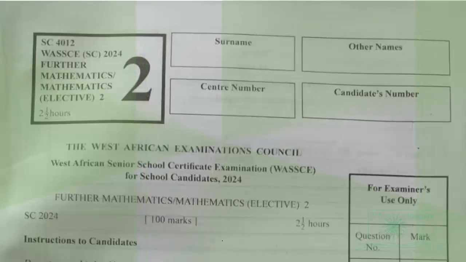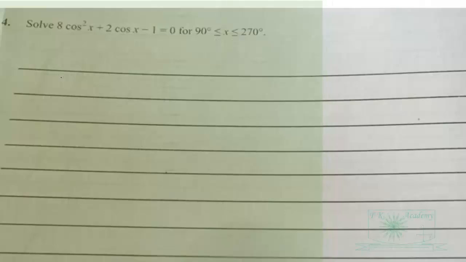So what is question number 4 saying? Question number 4 is on trigonometry. We have to solve 8 cos square x plus 2 cos x minus 1 is equal to 0 for 90 degrees to 270 degrees. So that is from the second to the third quadrant. Okay, so let's see. We are solving.